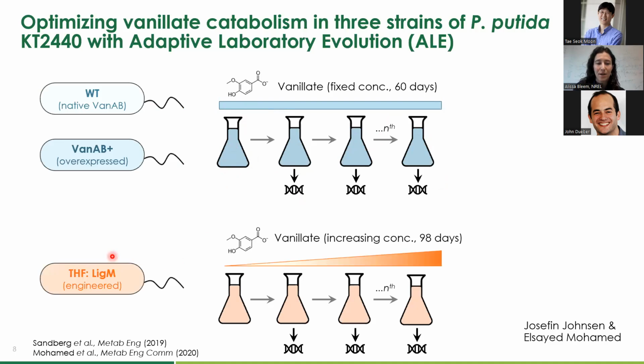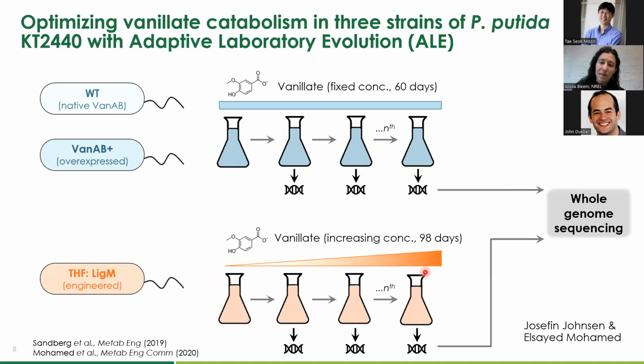For the Lig-M strain, since this one grew really slowly, we actually started at a lower concentration of vanillate and then slowly increased that over the course of evolution to push the strain further. We started at 5 millimolar and eventually got up to the 20 millimolar that was used in the top two. And as I said, periodically we're taking samples from this for whole genome sequencing so that we can see what the genomic changes are that are causing improved growth phenotypes in the population.